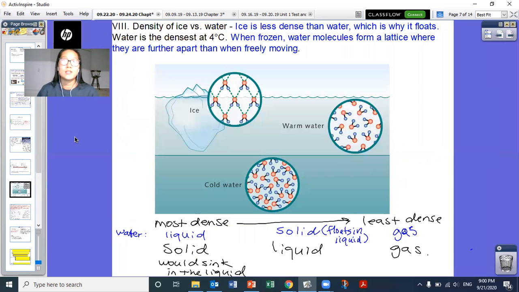So density of water is kind of weird too. If you ever put ice into a cup of water, the ice actually floats, right? Because ice is less dense than water. Water is actually the densest at 4 degrees. So that's right before it freezes.